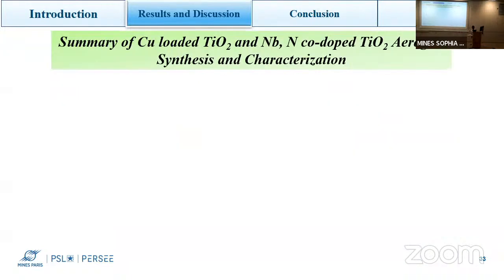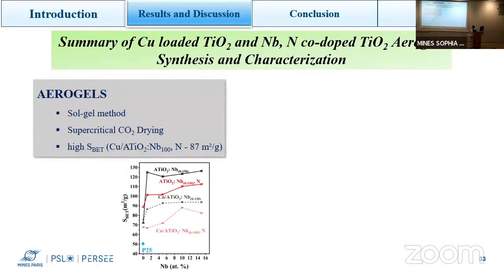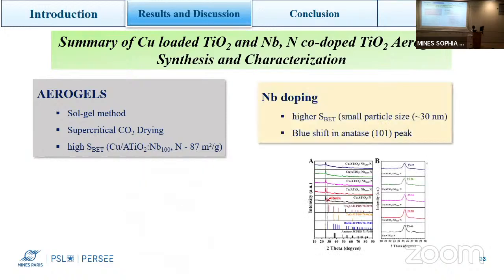And then here we summarize our copper loaded sample. We followed the sol-gel method and used supercritical drying. Even with loaded copper, we obtained a sample with high SBET. And with niobium doping, we're getting even higher because it decreased particle size. There is also a blue shift observed in the test.